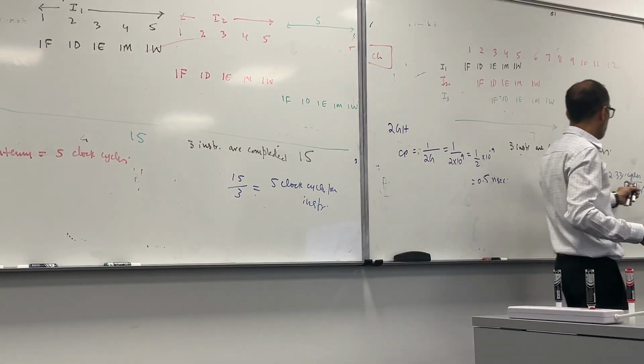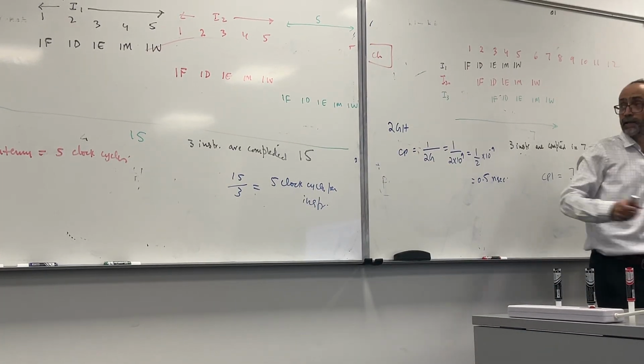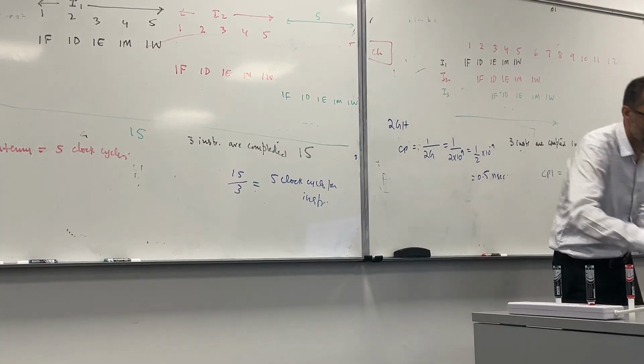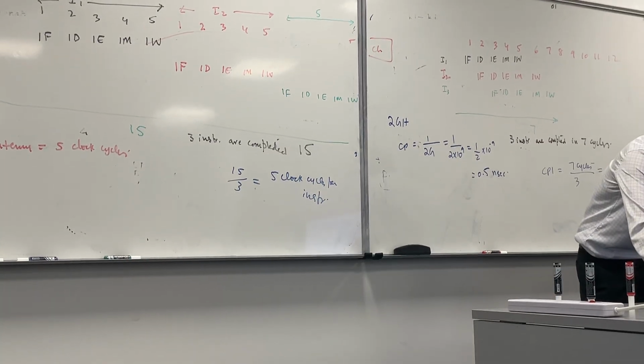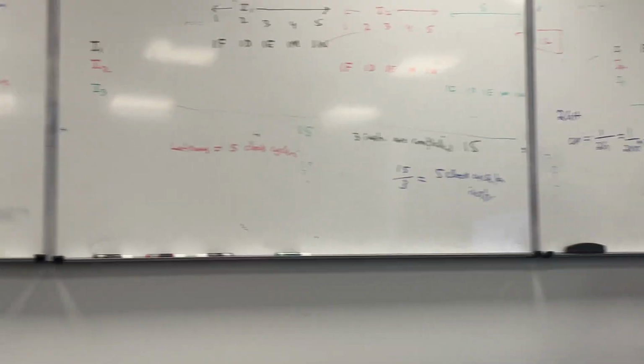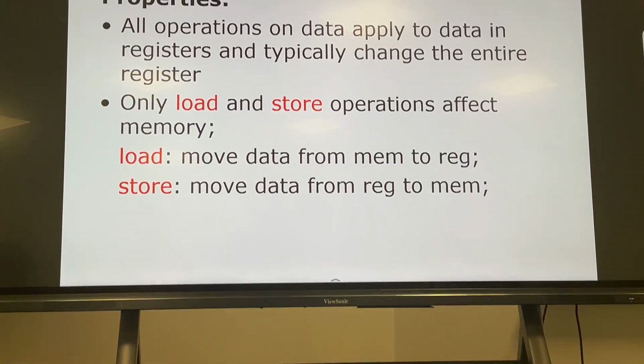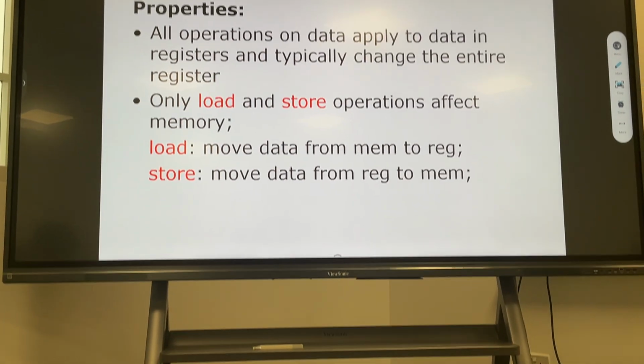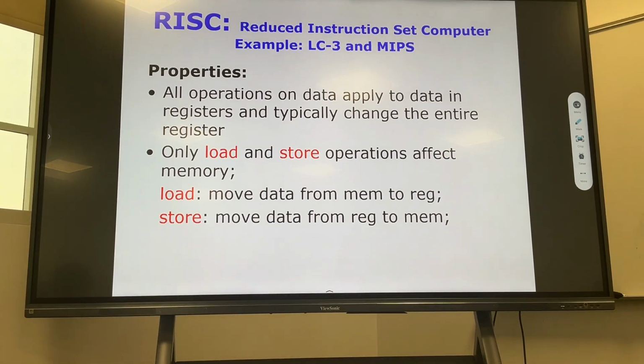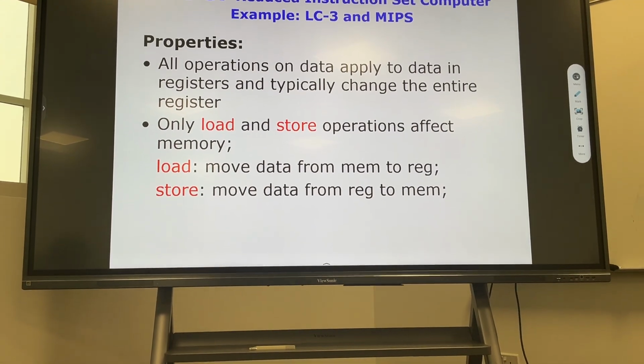Here we have more throughput, and here we have less throughput. How does pipelining work? Properties: all operations apply to the data in registers and typically change the entire register. Only load and store operations affect the memory. Okay, please remember. Now we have different stages.